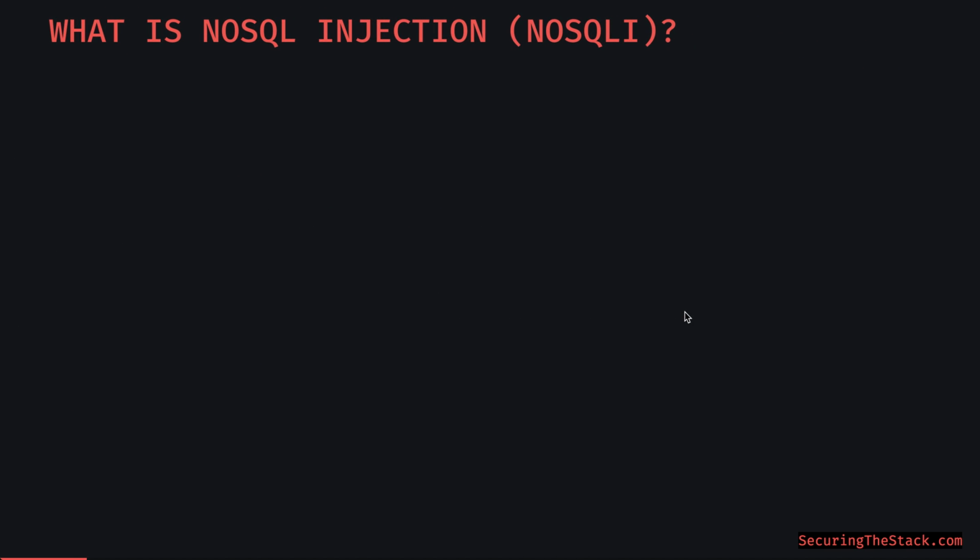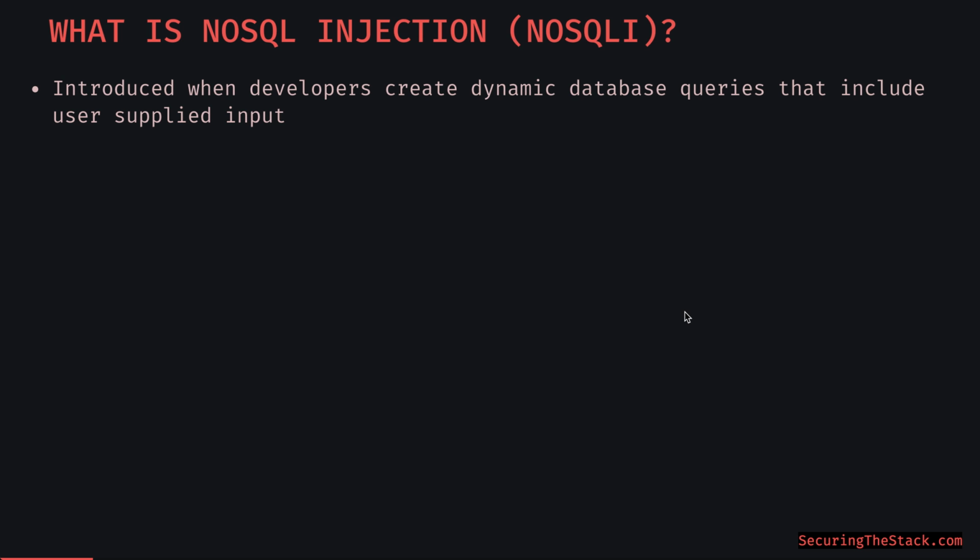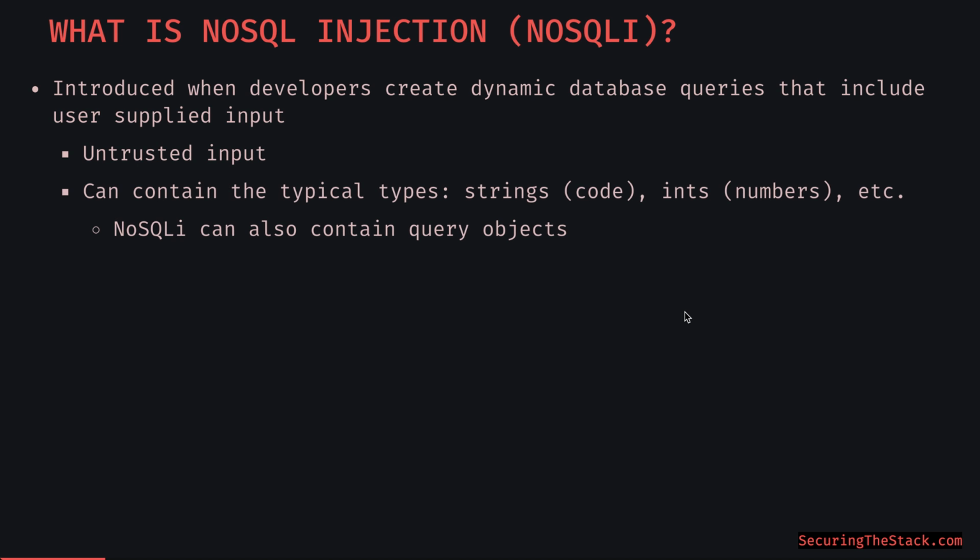So what is NoSQL injection? This is really introduced when developers create dynamic database queries that include user-supplied input, or in other words, untrusted input. What can come a developer's way? It can contain typical types like strings, so there can be some code in there or other items. It can have ints, or in other words, numbers, and things like that. Those are relatively standard.